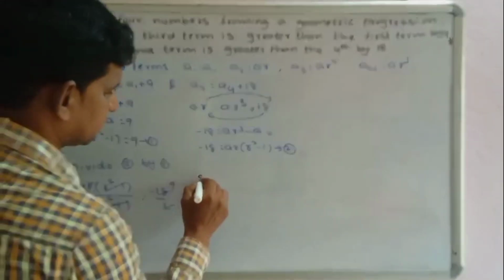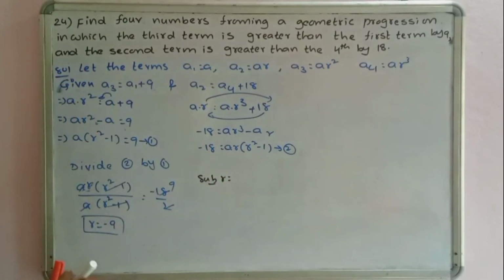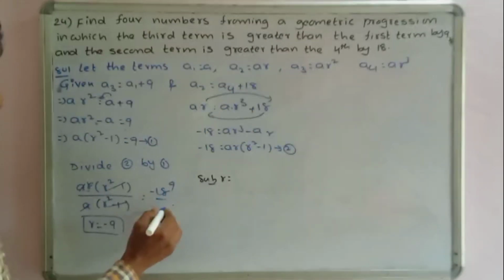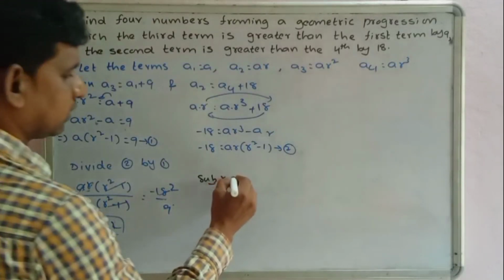Substitute. R equals, see, 2 how many times? Here not 2, this is 9. First term is what? 9. So 9 how many times? 2 times. So this is 2. Okay, so substitute r equals negative 2.